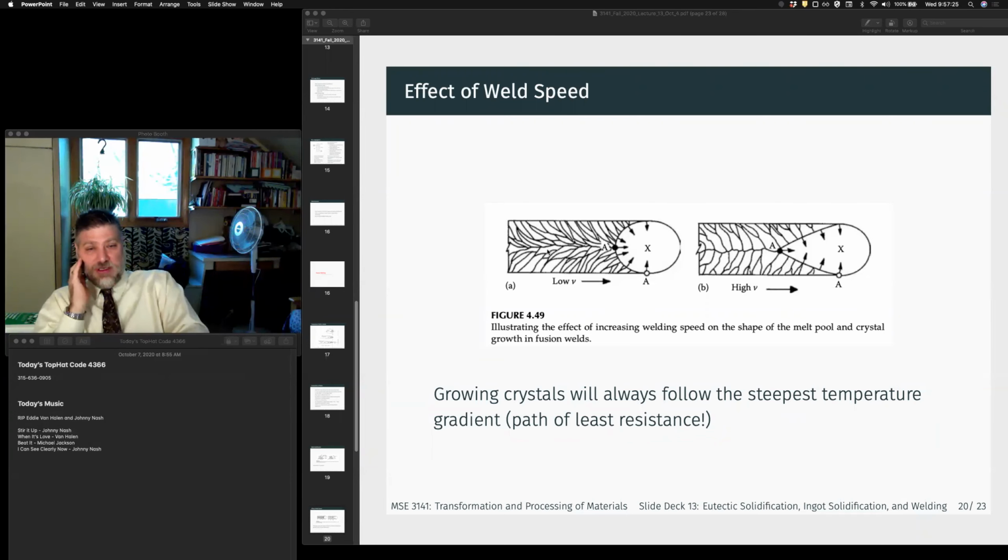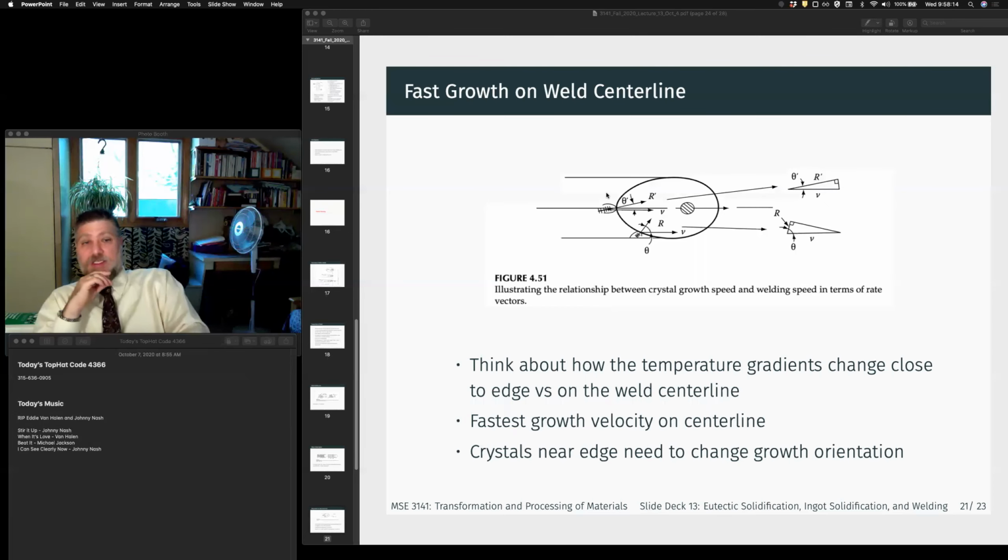So if we have a low velocity and a high moving velocity, we have different shapes of the melt pools, we have different isotherms, so we end up with a different type of grain structure. If we move slower, we might have multiple layers of grains, whereas if we move faster, we'll generally have two columns of grains that meet right at the center line of the weld. So it's important to remember when thinking about the solidification structure of welds that we're always going to follow the steepest temperature gradient.